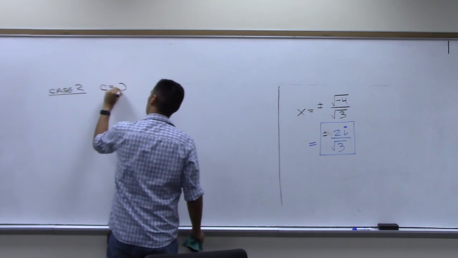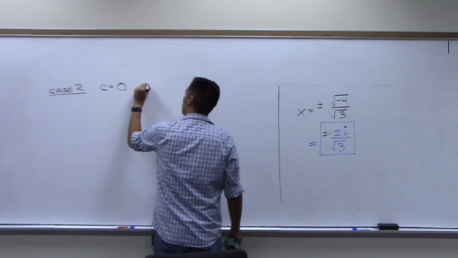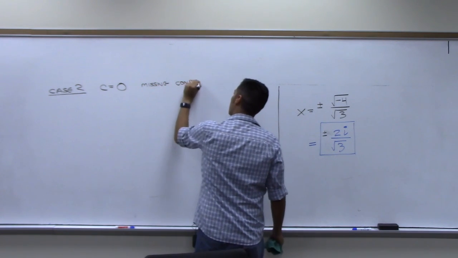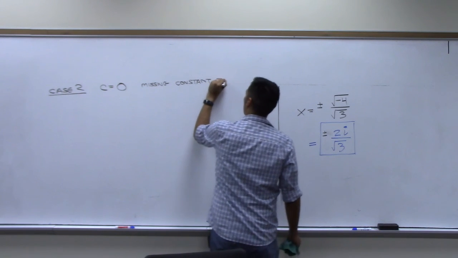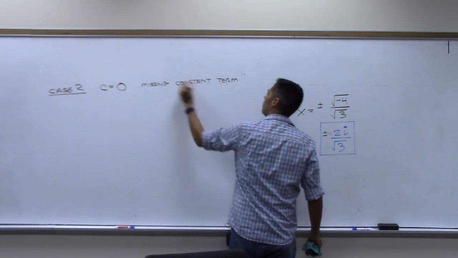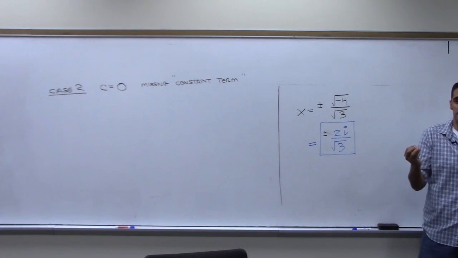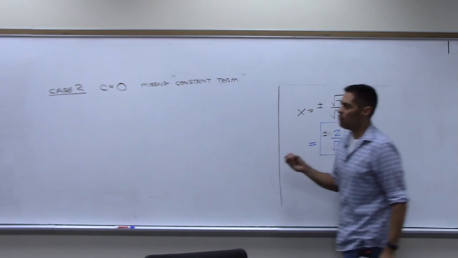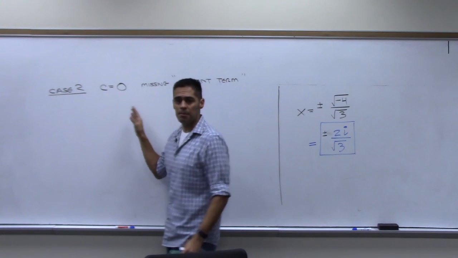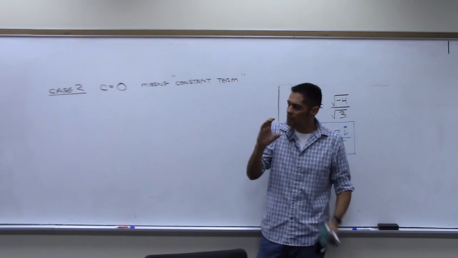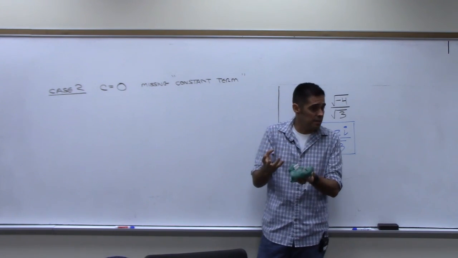C is 0. So this would be missing the constant term. What do I mean by constant? When we say a constant, we mean a number by itself. So in the formula, ax squared plus bx plus c equals 0, that c that's by itself, that doesn't have an x on it, that's called the constant term.